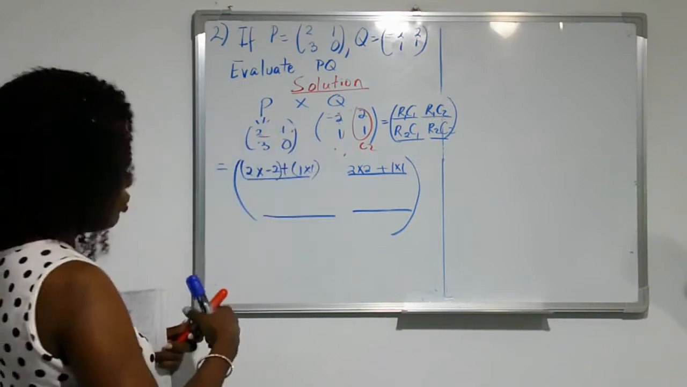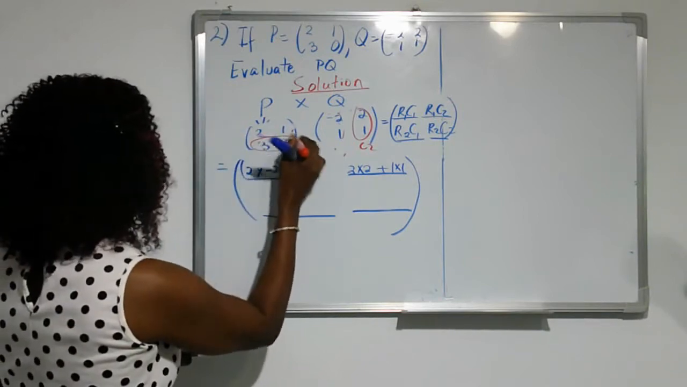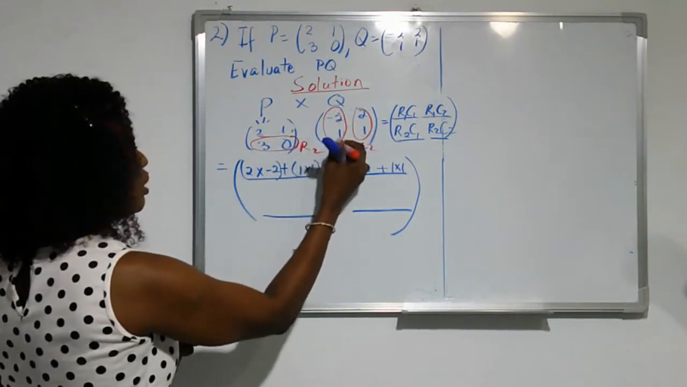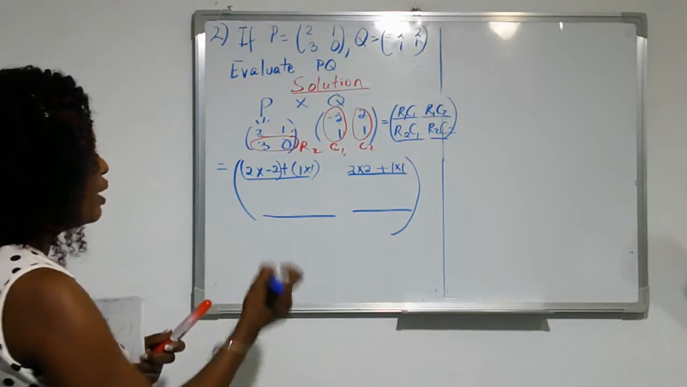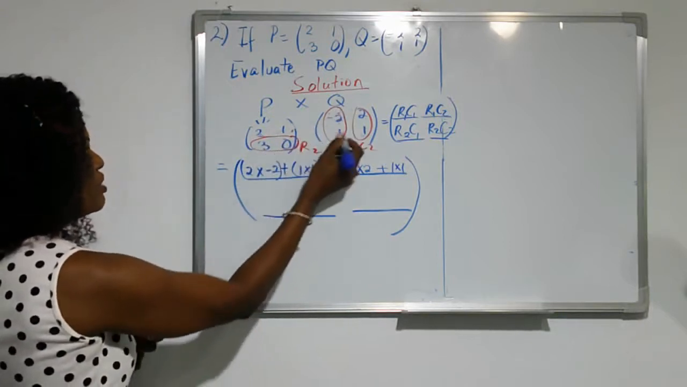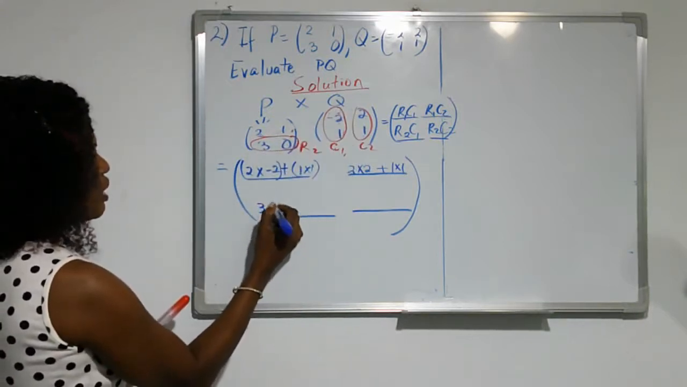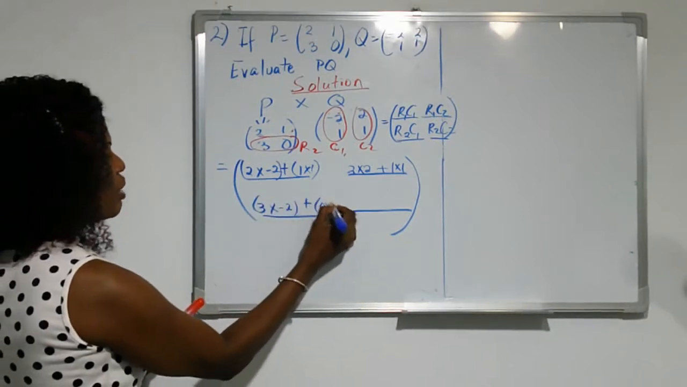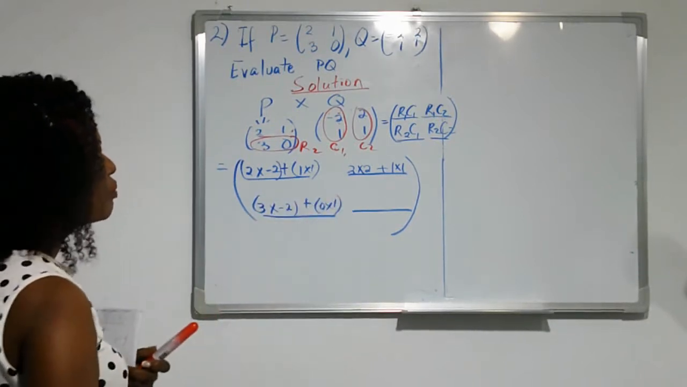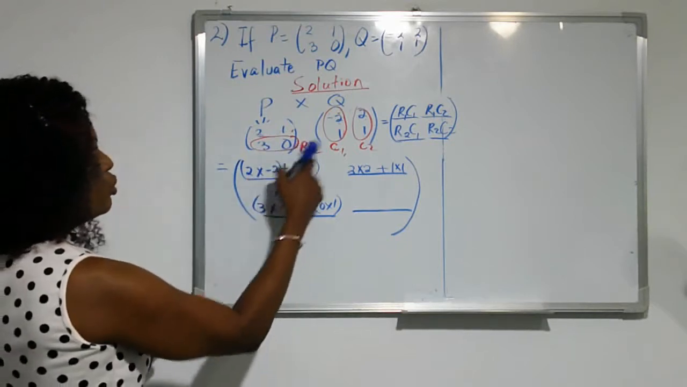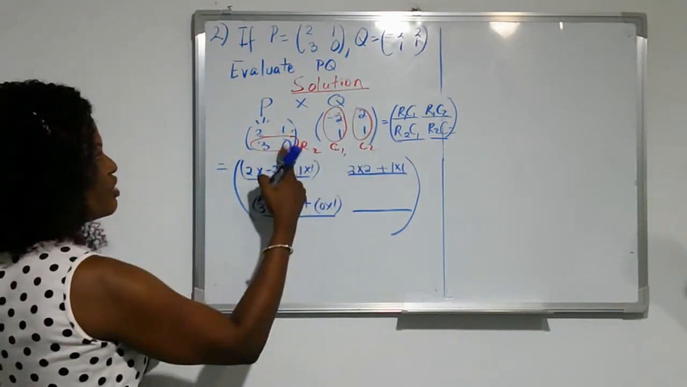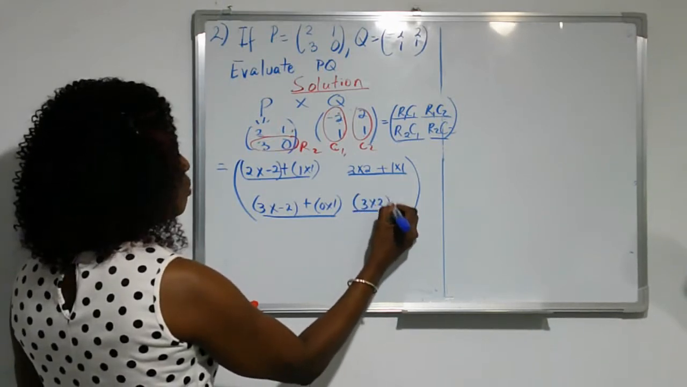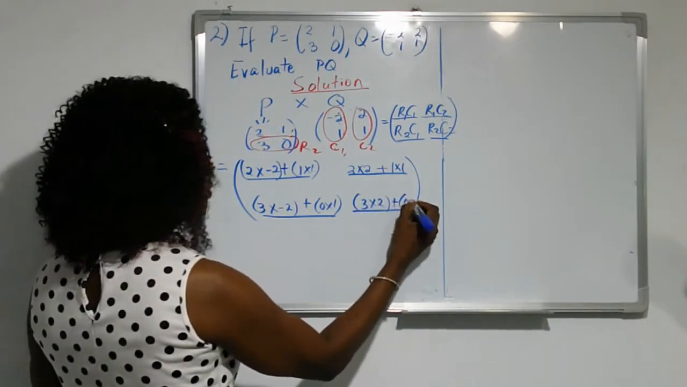Moving on, row 2. And row 2 with column 1. Again, first with first, second with second. 3 times negative 2 plus 0 times 1. Row 2, column 2. First with first, second with second. 3 times 2 plus 0 times 1.